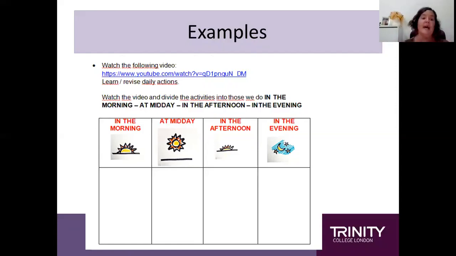And right after that, students will have to divide the activities presented in the video, according to whether they happen in the morning, at midday, in the afternoon, or in the evening. So they are being presented with a new vocabulary through a video, and then they are classifying the activities according to the moment of the day in which they happen.